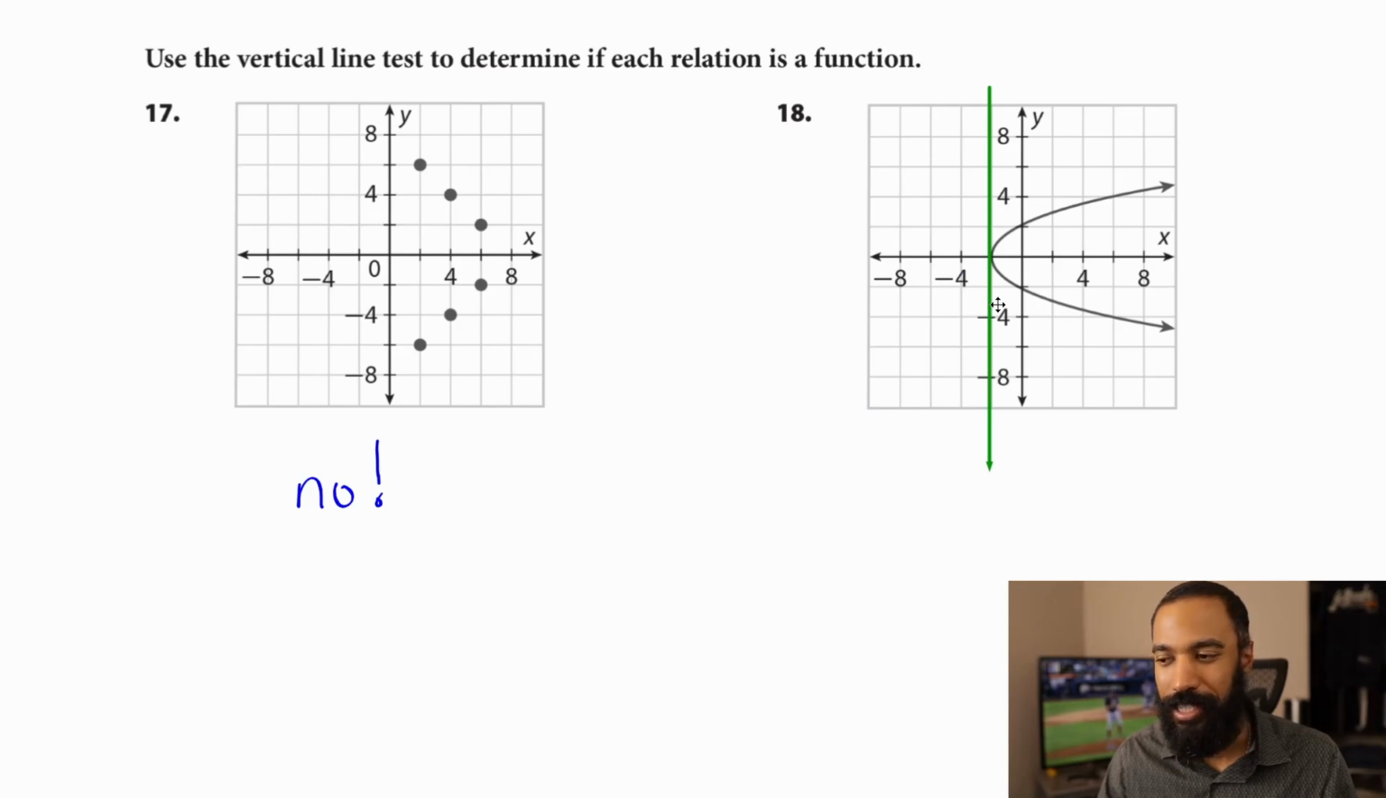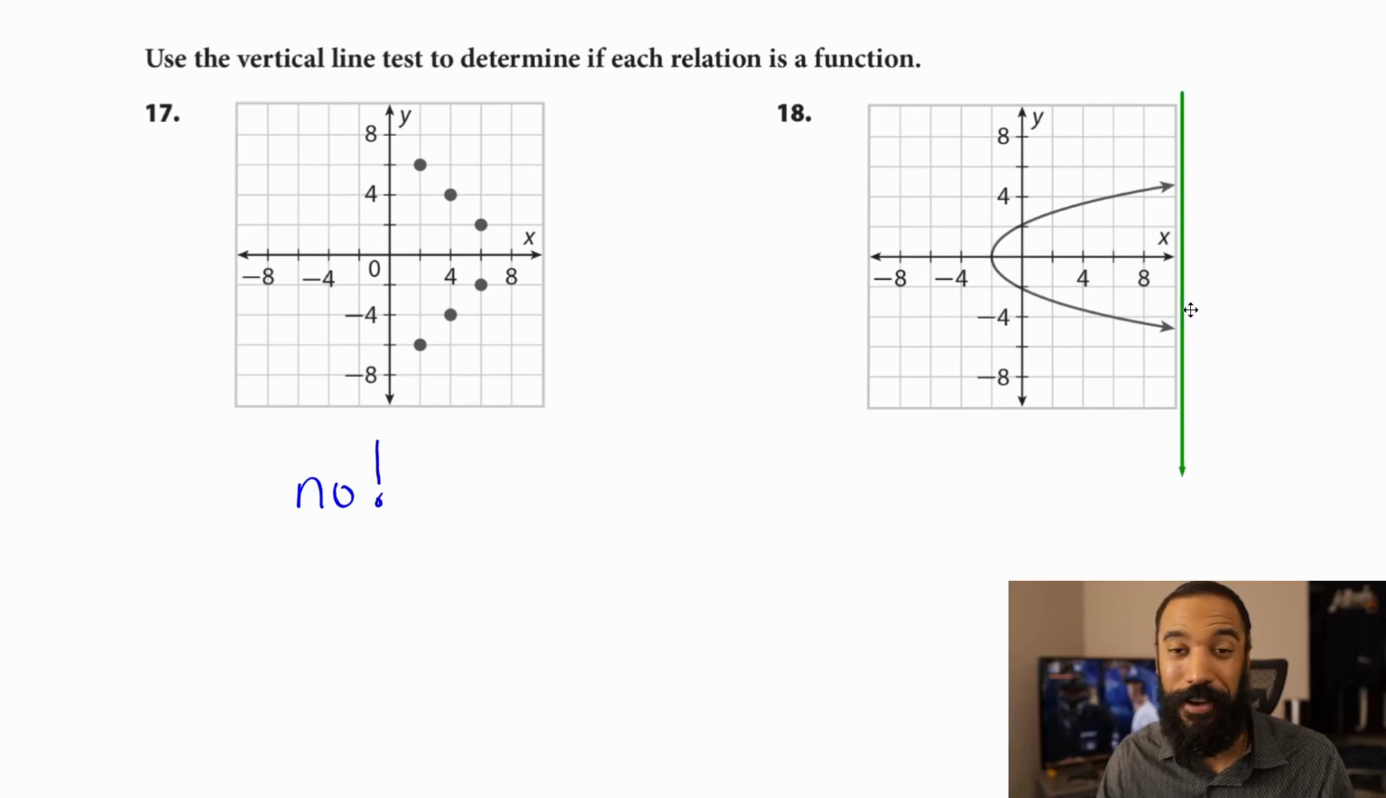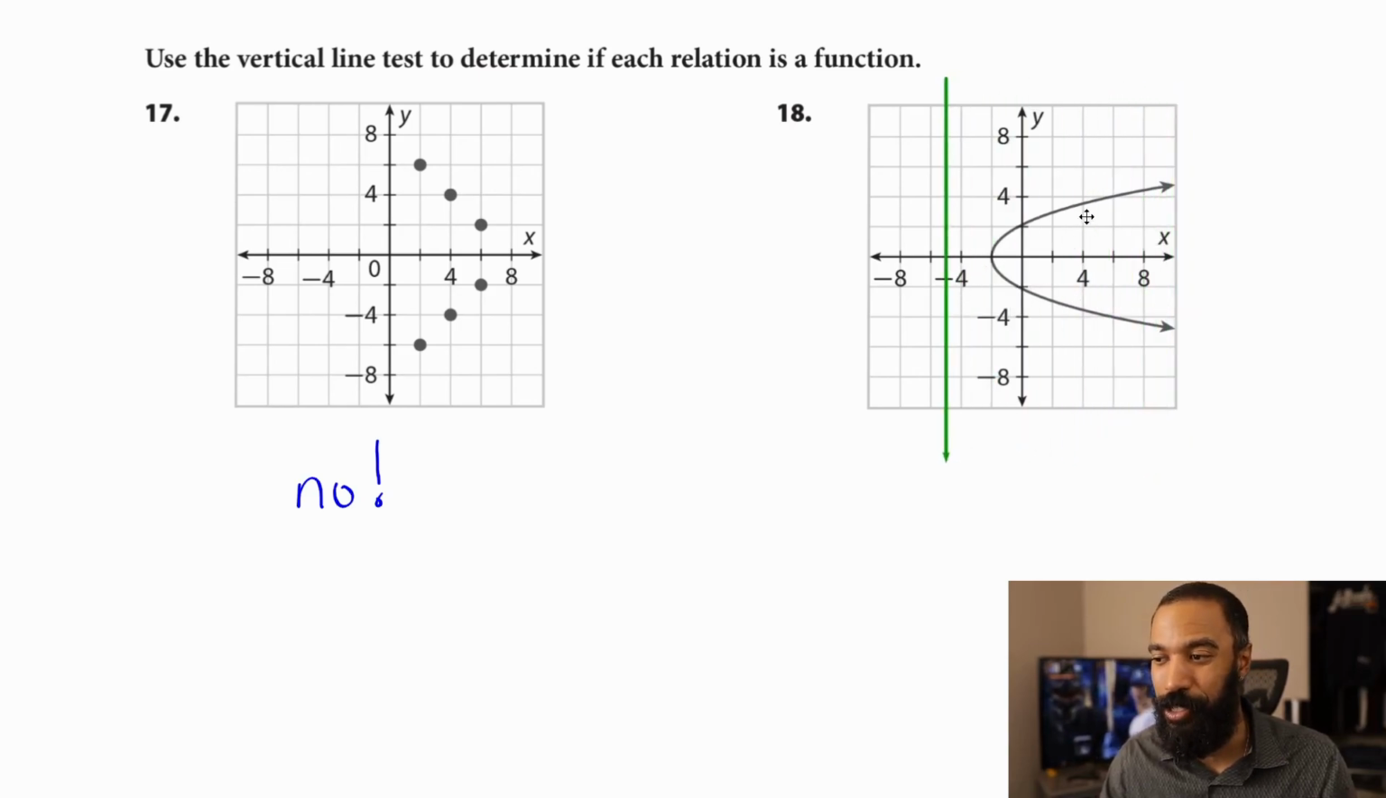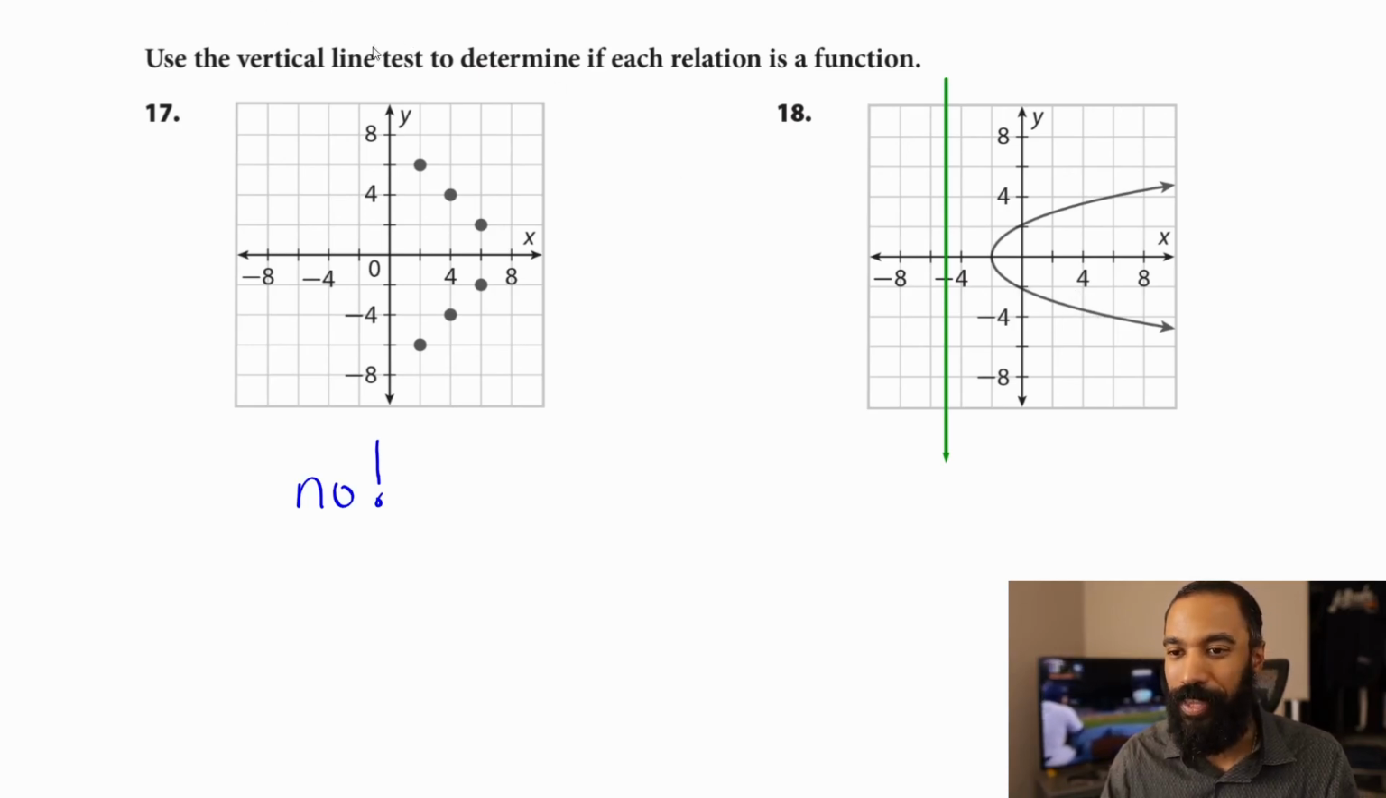Passing so far, it touched that 1 point right there. Fail, fail, fail, fail the rest of the way through. This is not a function. Two different y's for any particular x. Look at 4, a y there and a y there. No good. Not a function.